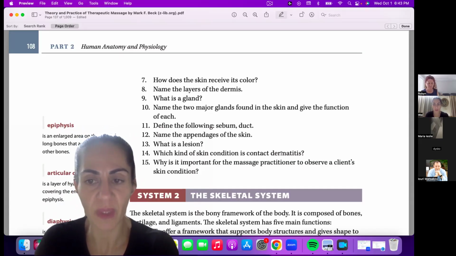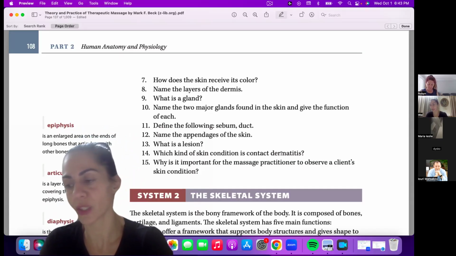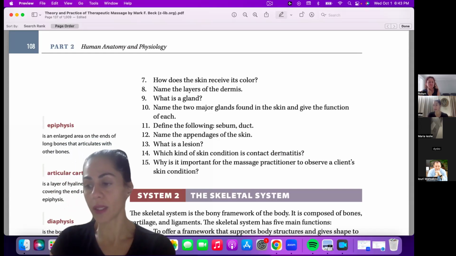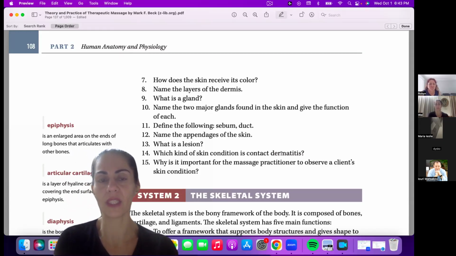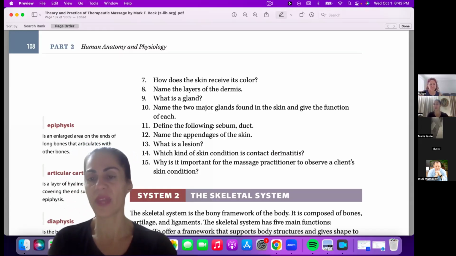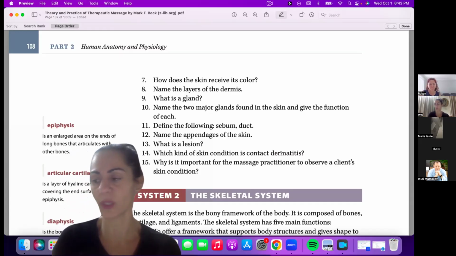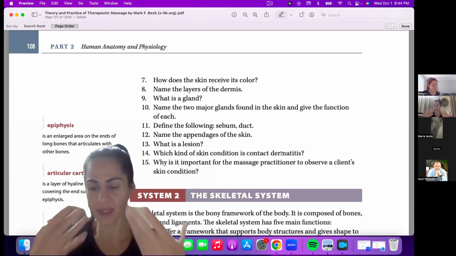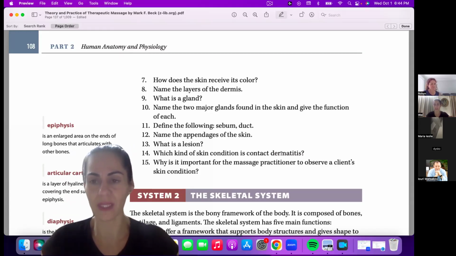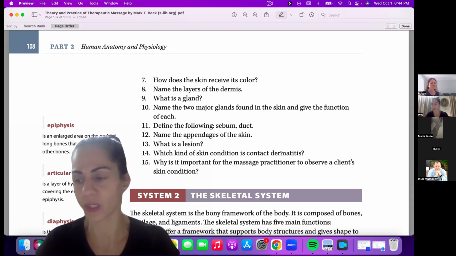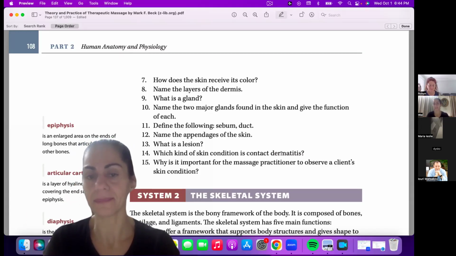15, why is it important for the massage therapist to observe a client's skin condition? For their own protection, and for the client as well, because we'll learn later in some chapters that we have to classify massage as indicated or contraindicated. If they have a condition that could be contagious to you or can exacerbate their condition, it will be a contraindication. Because we can see the skin and we touch the skin. We don't see underneath because we don't have x-rays. We're not doctors. But that's mainly why.